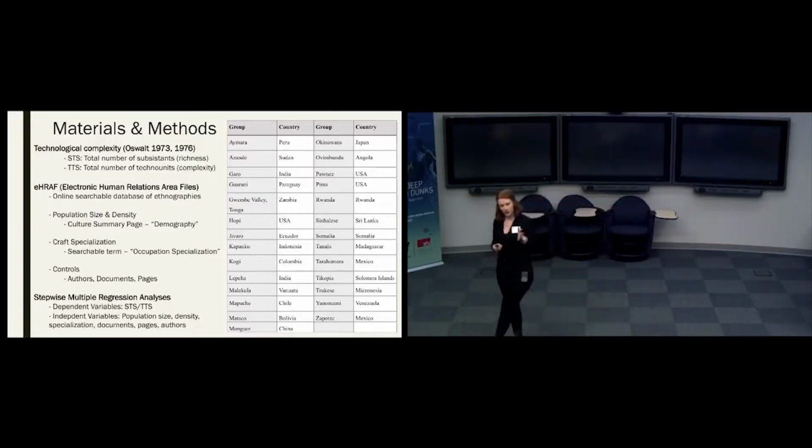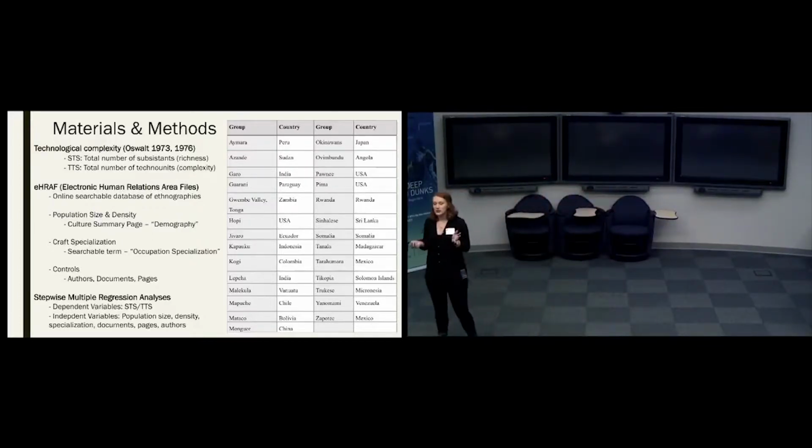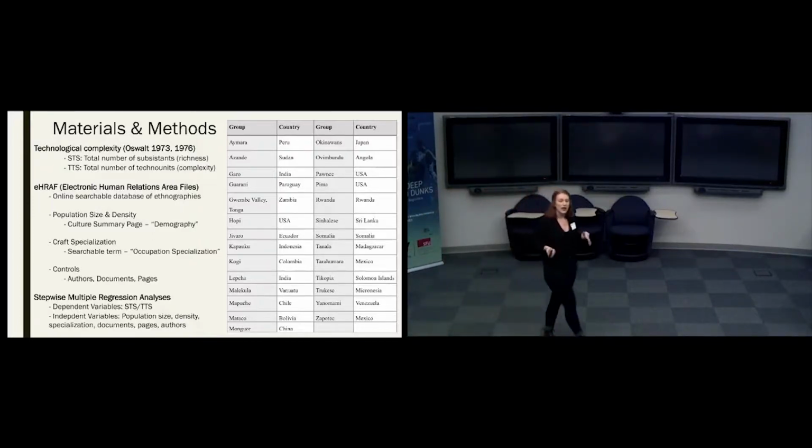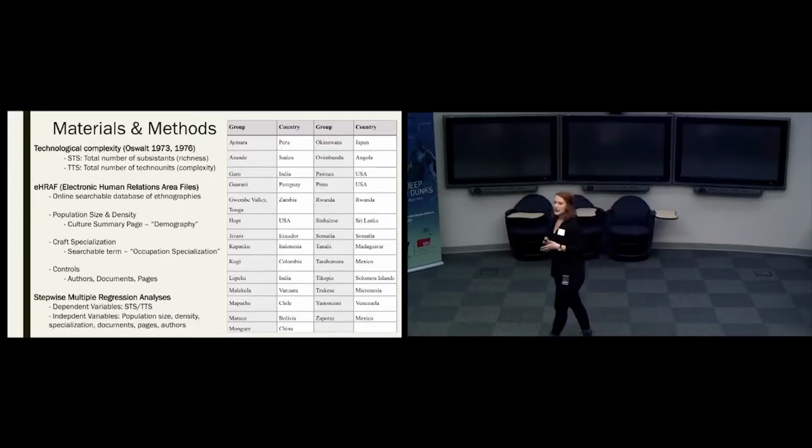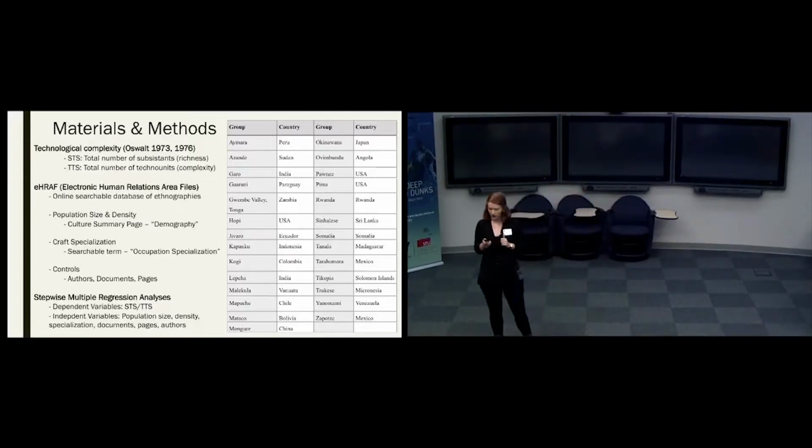To get at our demographic processes, we used the electronic Human Relations Area Files. It's an online keyword-searchable database of ethnographies. From there, we used this data and did two stepwise multiple regression analyses.